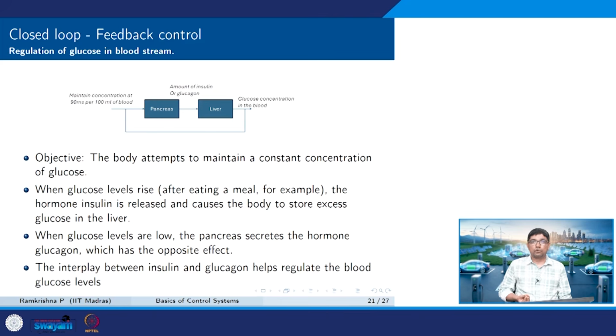Okay, when the glucose level rises immediately after a meal, insulin is generated, which causes the body to store excess glucose somewhere else. When the glucose levels are low, the pancreas secretes a hormone which has the opposite effect. So, the interplay between the insulin and glucagon helps regulate the blood sugar or the blood glucose levels. And people for whom one of these doesn't function well, you either have to have your own insulin injections and so on to regulate your blood glucose level.